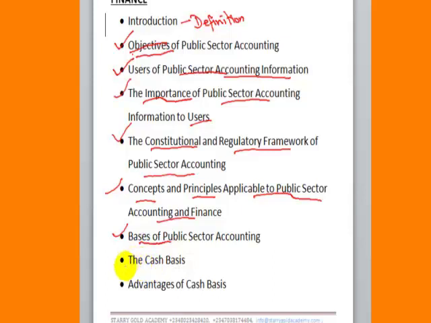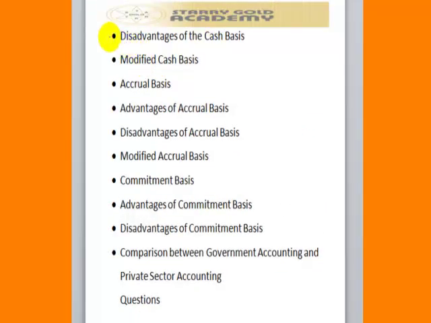Under this basis, we shall look at the cash basis, the advantage of cash basis, and also the disadvantage of cash basis. We'll look at what we call modified cash basis. We'll look at accrual basis, the advantage and disadvantage of accrual basis. We'll also look at another basis known as modified accrual basis.